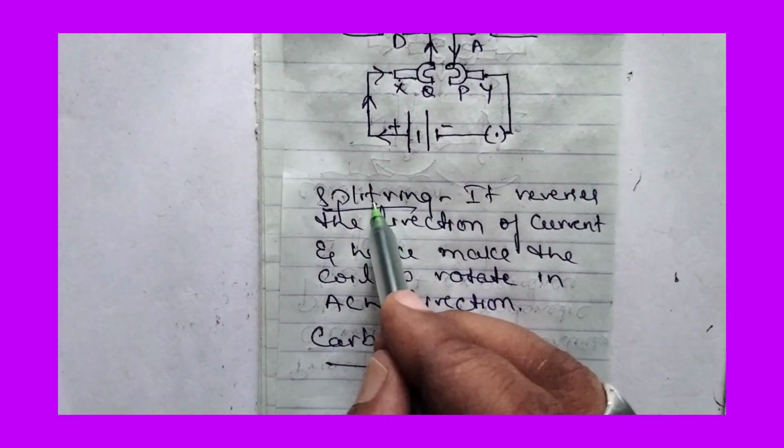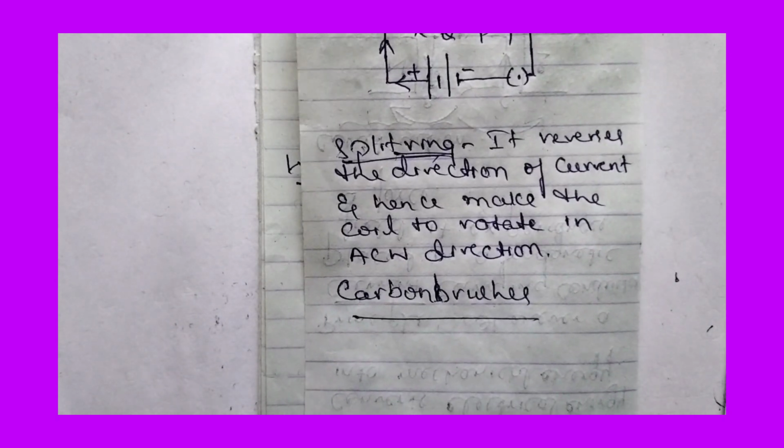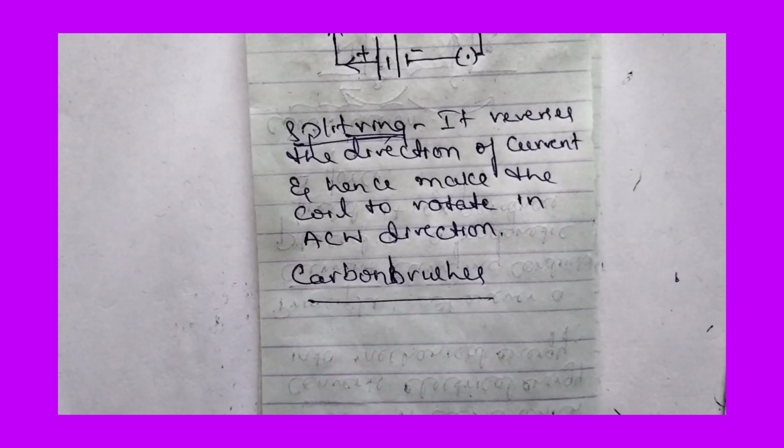Then who reverses the current? The split ring commutator. What is the use of the split ring commutator? It reverses the direction of the current and makes the coil rotate in only one direction. That is the function of the split ring commutator.